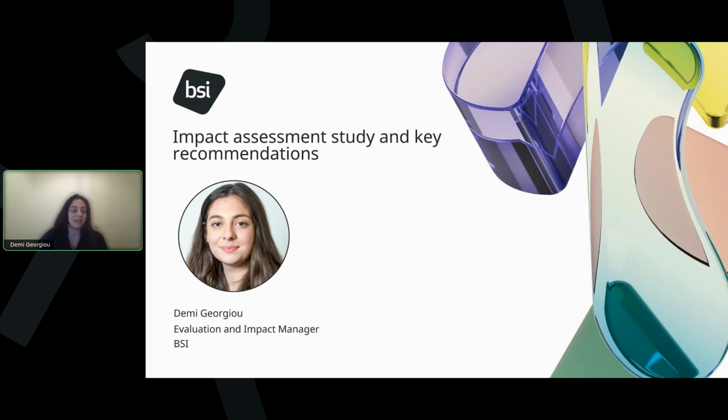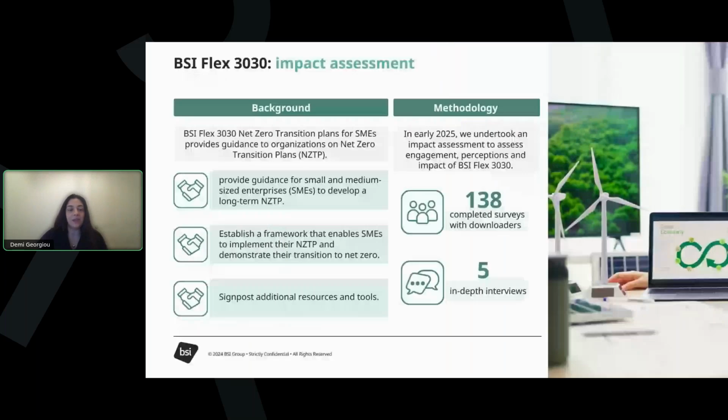Before I jump into the findings, on my first slide, I wanted to talk to you a little bit about background. So as Sarah mentioned, the Flex 3030 is guidance for SMEs on net zero transition plans. And we had 3 core goals. The first one is providing guidance, particularly for SMEs in developing that long-term plan. The second one was to establish a framework to support SMEs in actually implementing that plan and also demonstrating that transition to net zero. And then thirdly, signposting additional resources and tools.